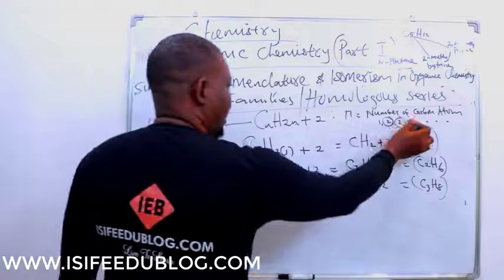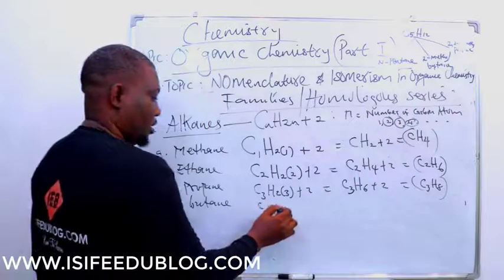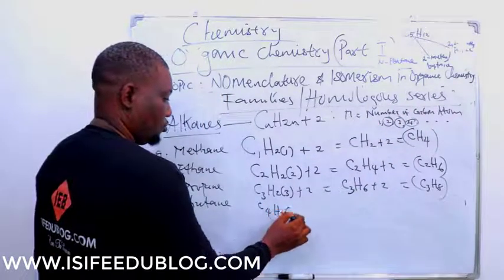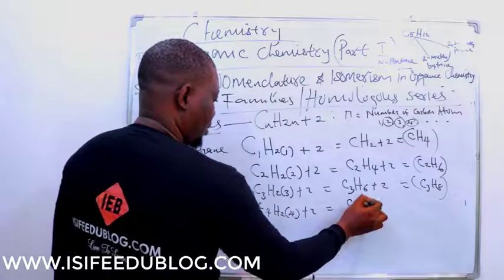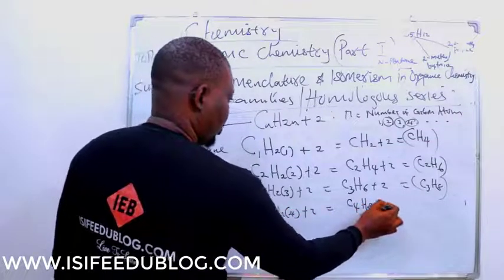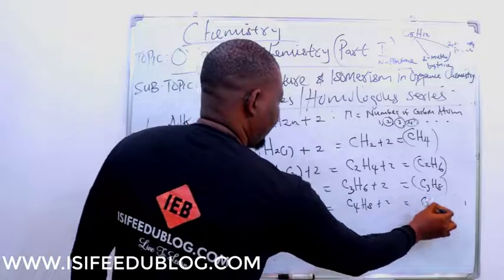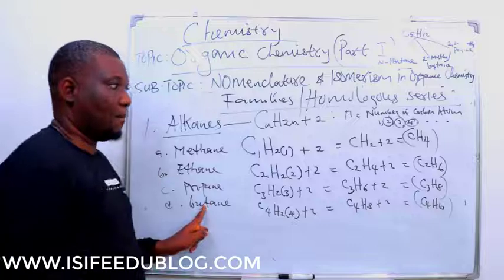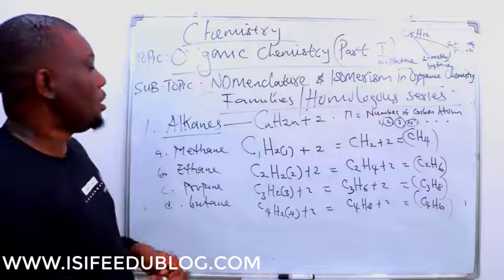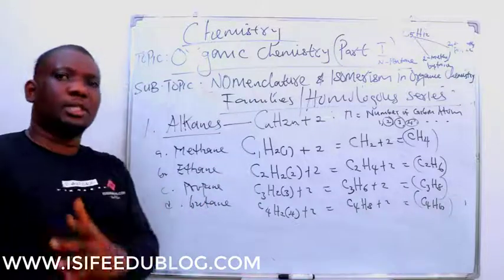C4, that's the last one now. C4 H2 bracket 4 plus 2 is what? C4 H8 plus 2 is what? C4 H10. And this is what? Butane. Now, I can do this on and on till the 10th member.